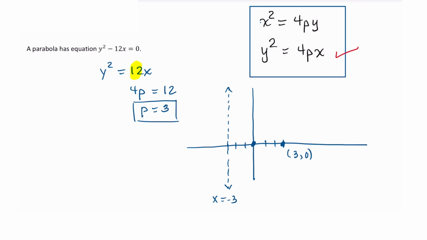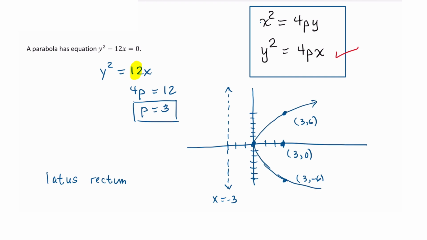Remember that two other points on the parabola are the endpoints of what we call the latus rectum. In this case, they're going to be 6 units away from the focus, upward and downward. So if I go up 6 units, 3, 4, 5, 6, we have this point here, (3, 6). And if I go downward 6 units, we have (3, -6), and our parabola passes directly through those points.